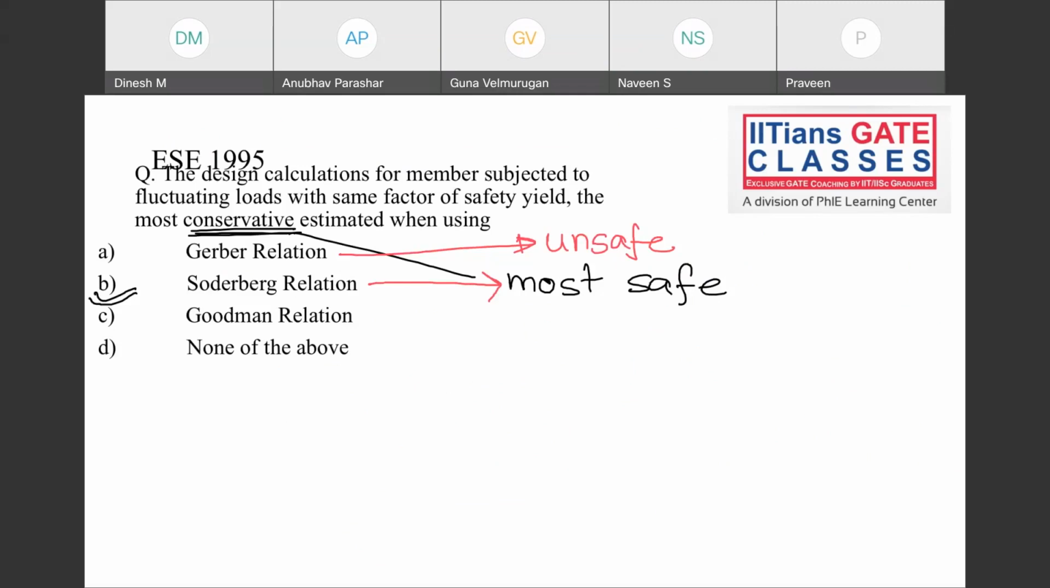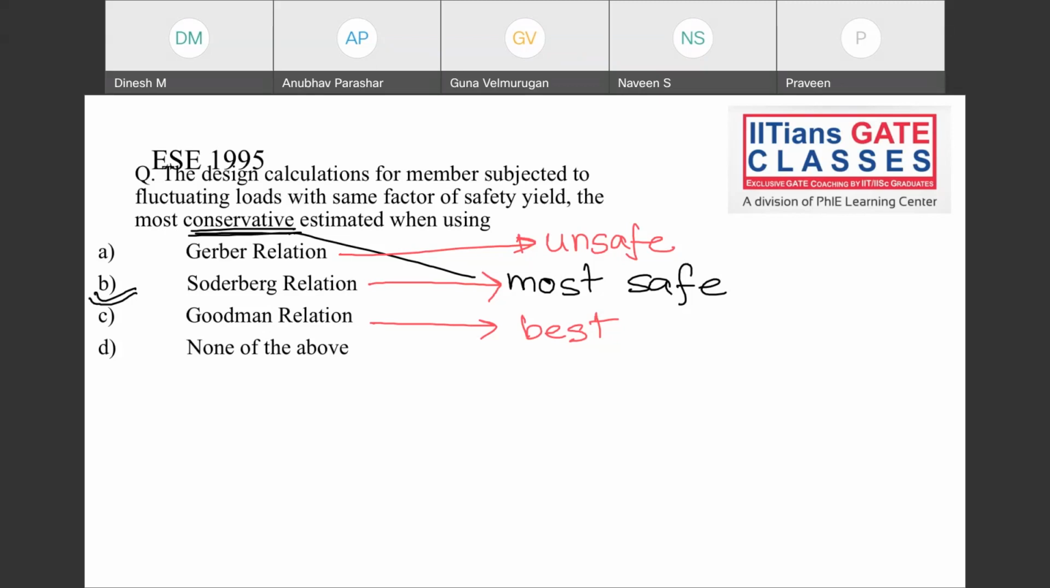Most of the time, the best will be between the most safe and unsafe, right? I'll tell you why Goodman is the best. Being too conservative is also not nice. Being very open is also not nice. So it is always the balance in between that is nice, which is the best one, right?